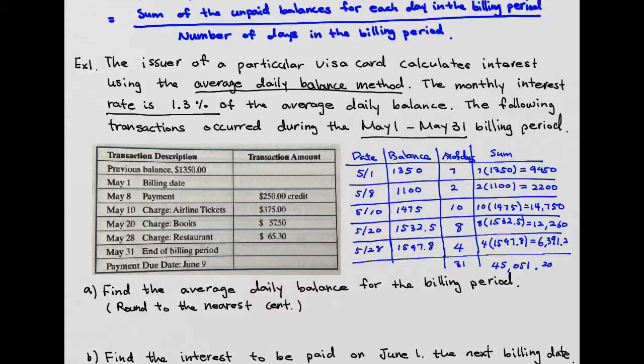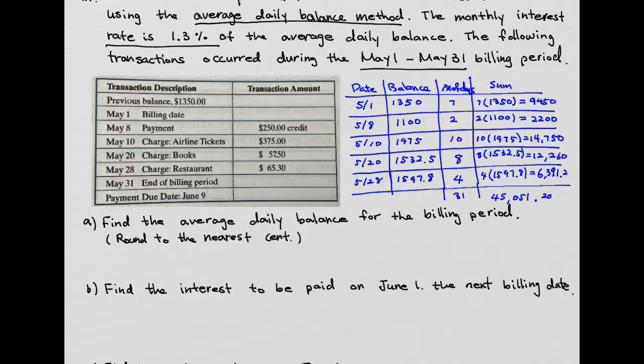So, for example A, if you wanted to find the average daily balance, then you need to have the total number over the total days, right, which is 31 days. And when you divide that, you will get $1,453.26. This is how you're going to find the average daily balance.